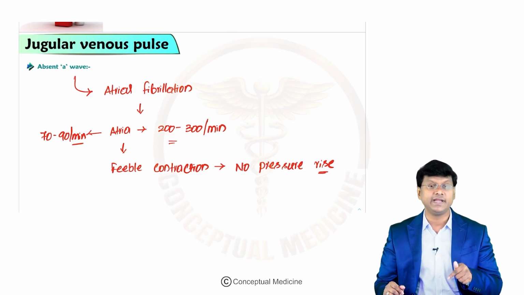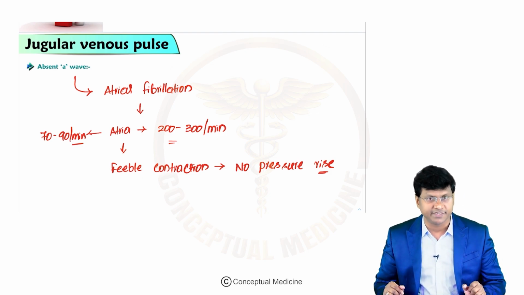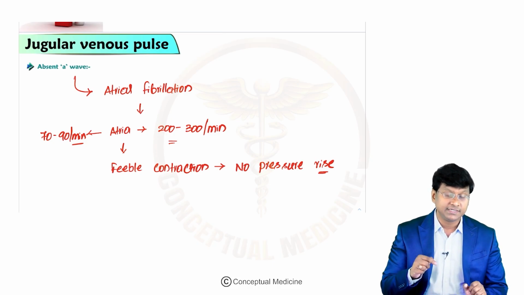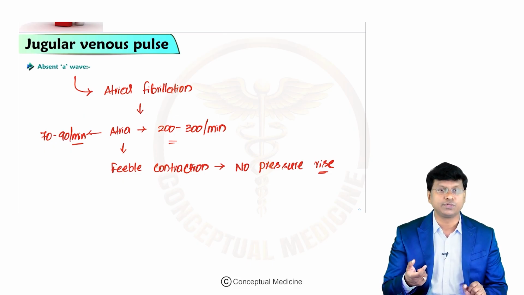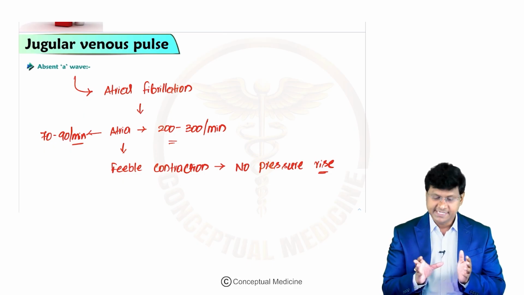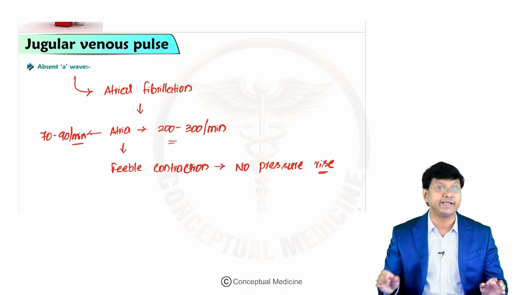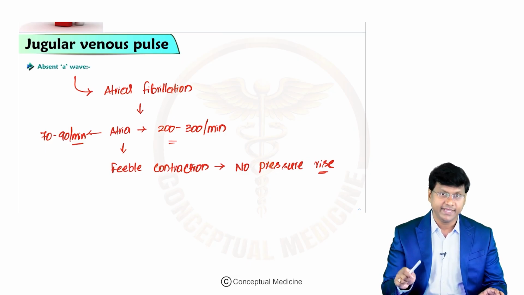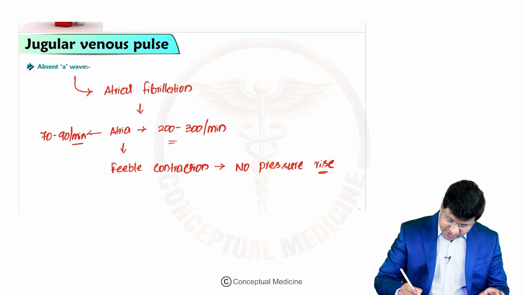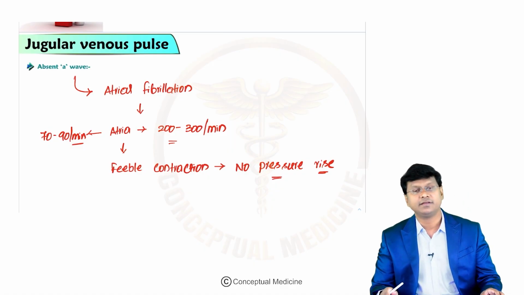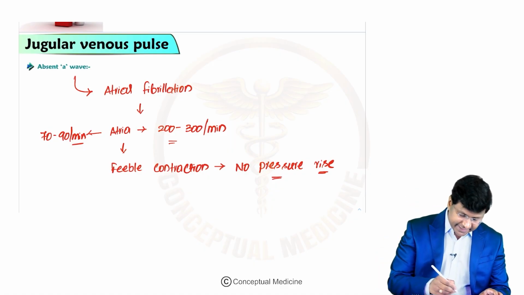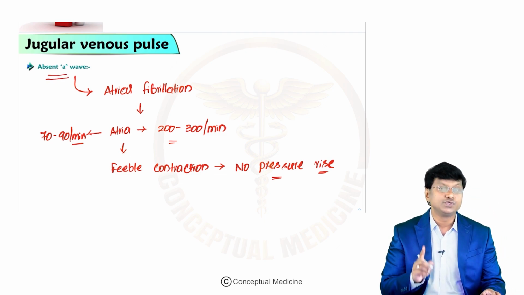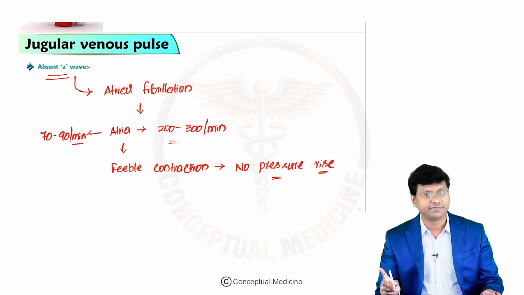But here, the atria is contracting at a rate of 200 to 300 times per minute. So the rate of contraction is increased, and the contraction will not be a complete contraction. It is just a feeble contraction. It is like a flickering of the contractions. That is the reason why the pressure rise will not be there in the atria and thereby there is no A wave. So, there will be an absent A wave, right?